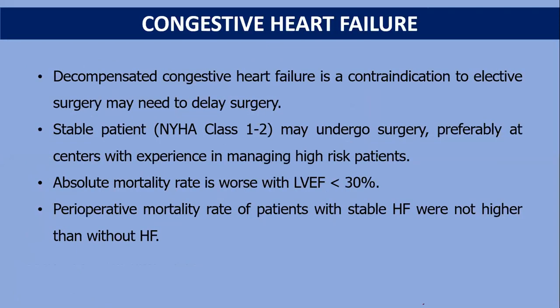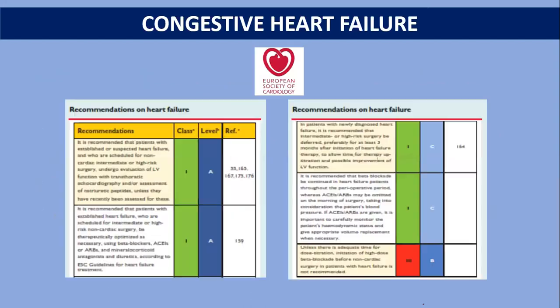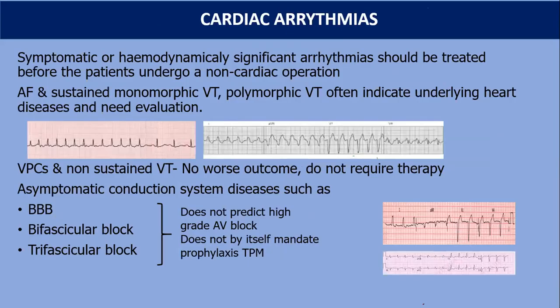If the patient has decompensated heart failure, you don't do surgery. Better, you delay the surgery, prescribe the patient modern anti-failure drugs, and take time for stabilization of the patient, because in a patient with stabilized heart failure versus a patient without heart failure, perioperative mortality rate is almost the same, although long-term mortality is more in patients with heart failure. A stable patient, class 1 or 2, may undergo surgery, preferably at centers with experience in managing high-risk patients. These are the recommendations made by the European Society of Cardiology.